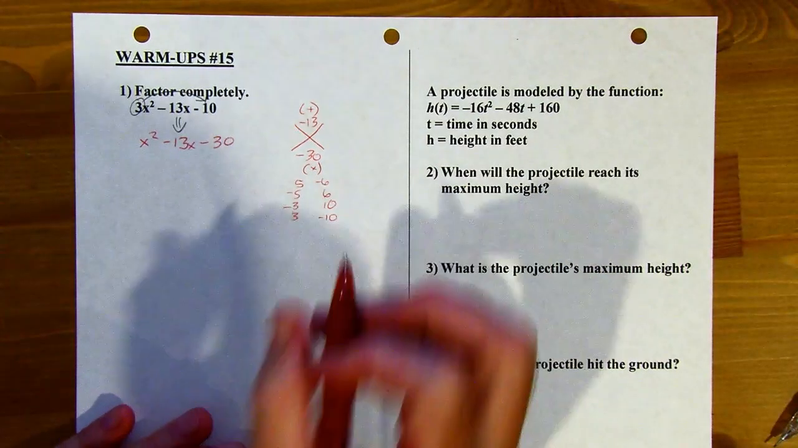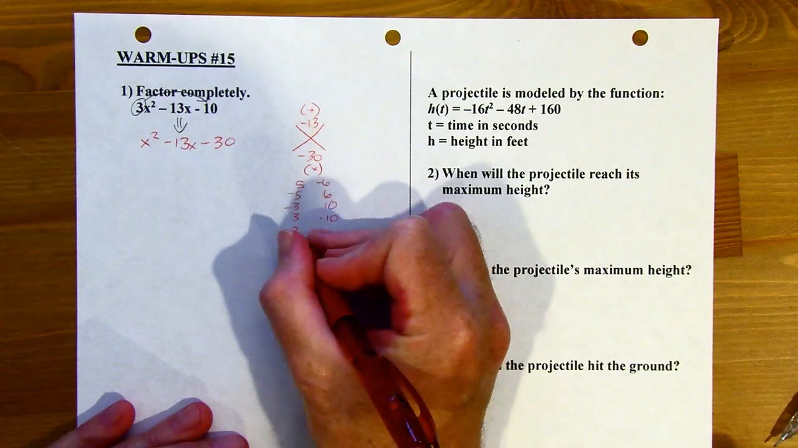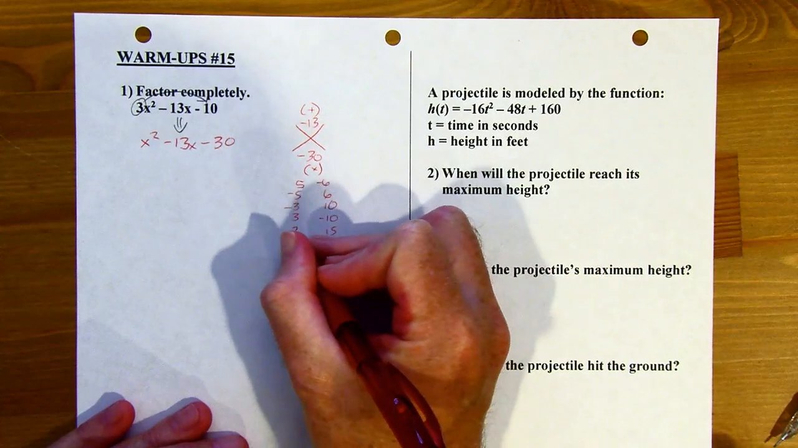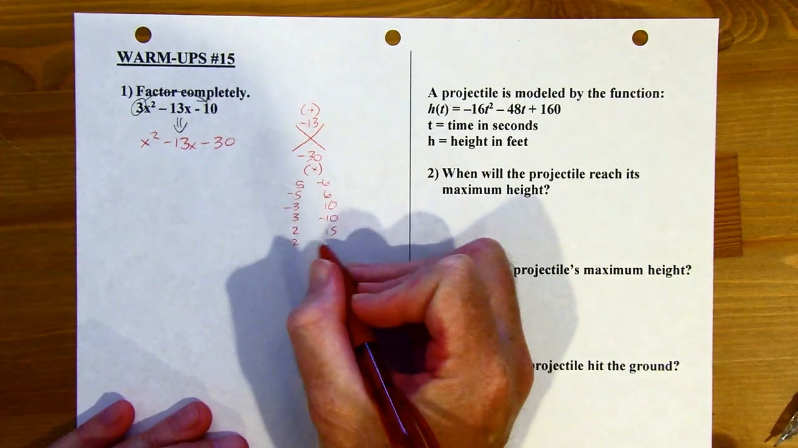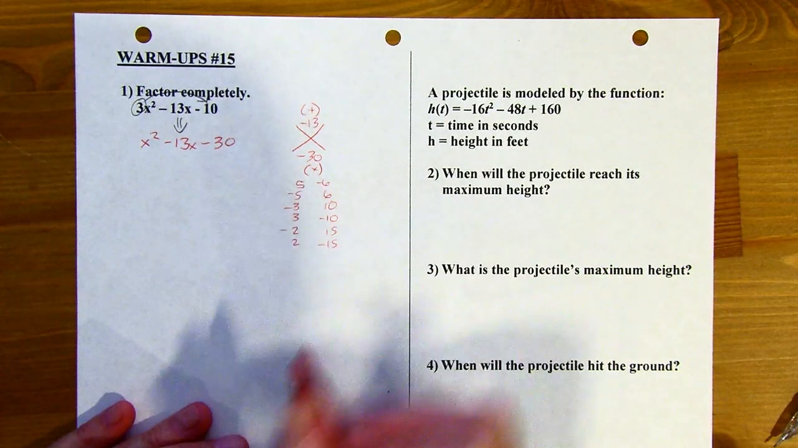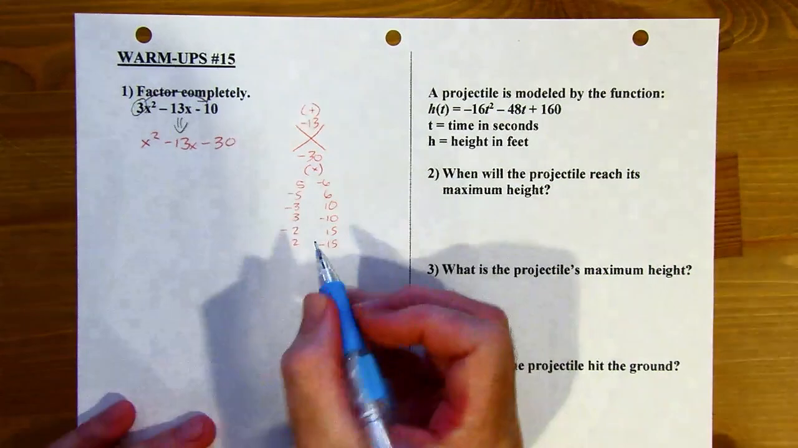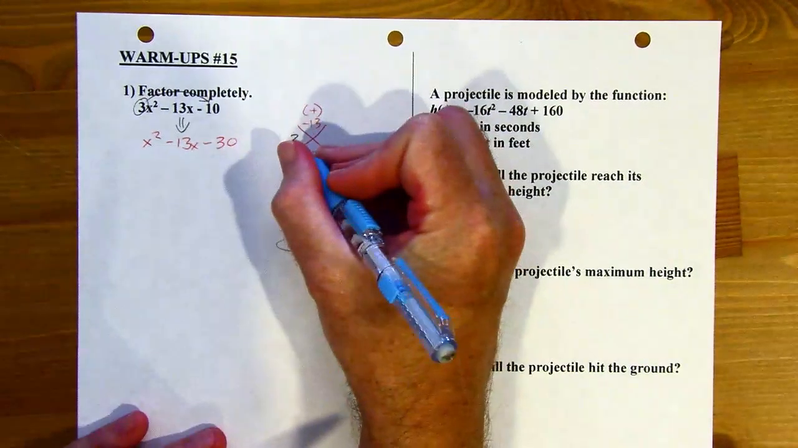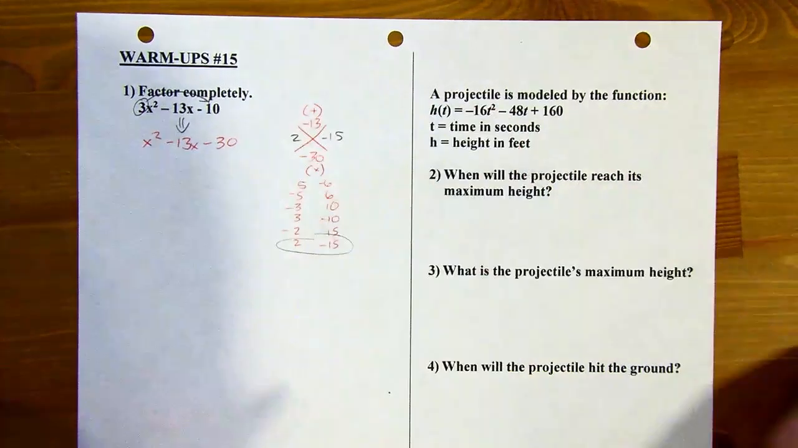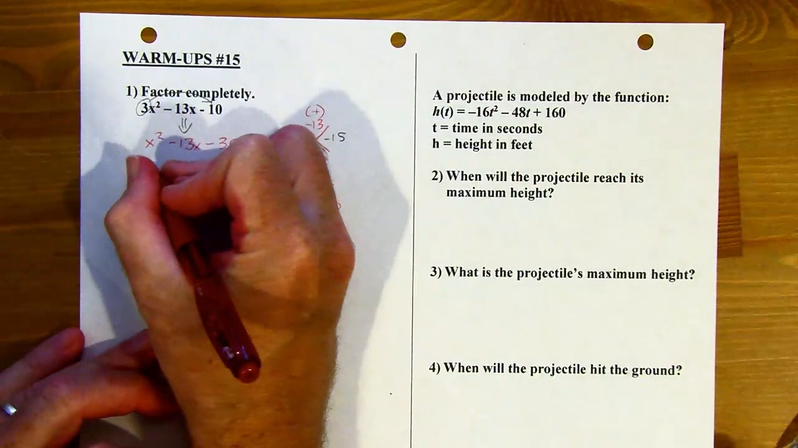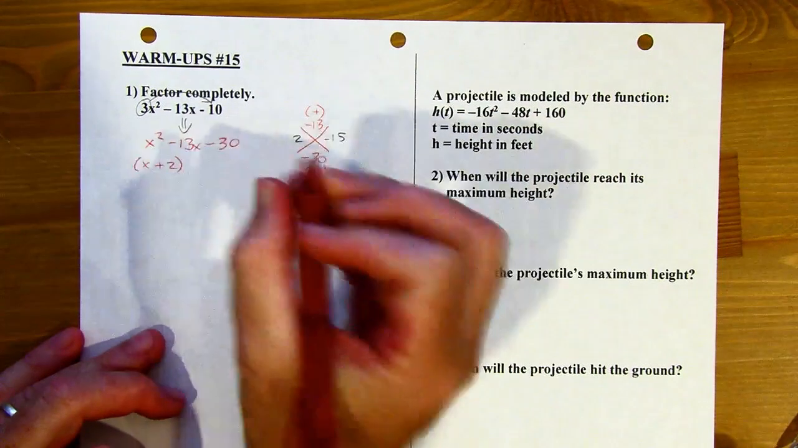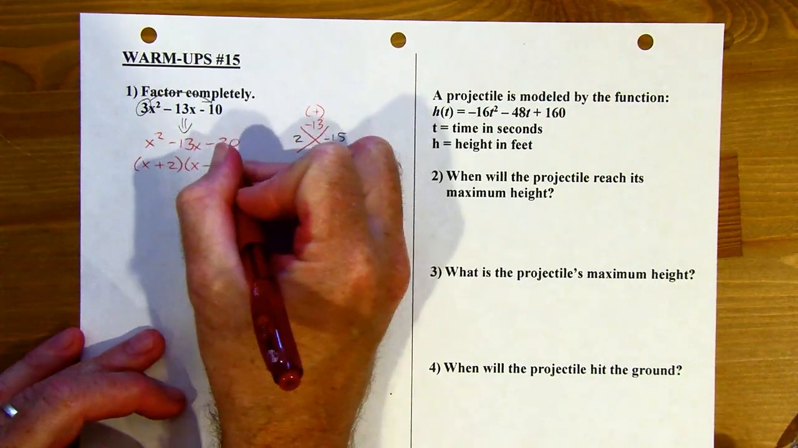Let's try to think of another. How about 2 and 15? This is promising as well. If one's positive and one's negative, there's my winning combo right there: 2 and negative 15. So then this is going to factor into x plus 2 times x minus 15.